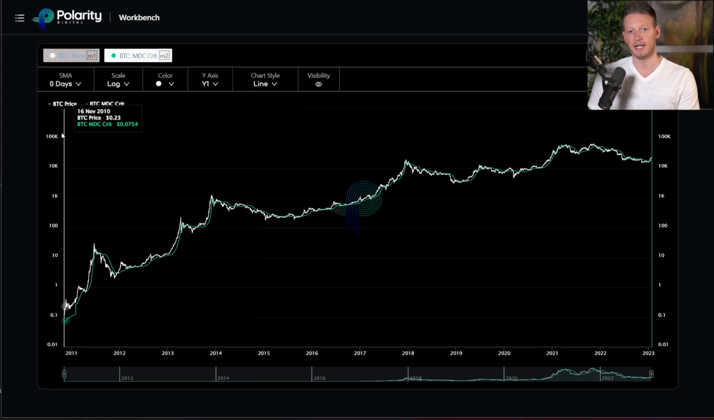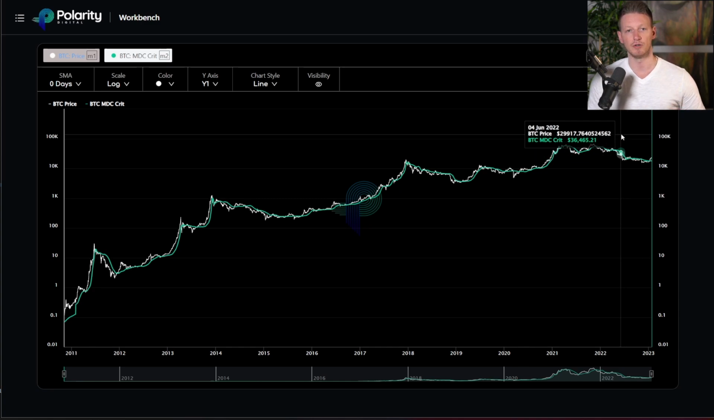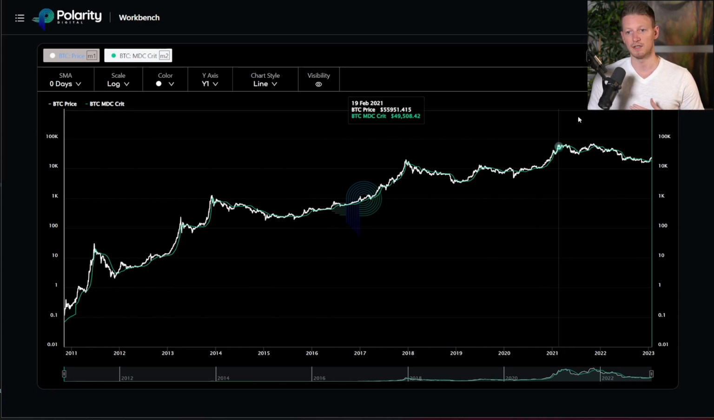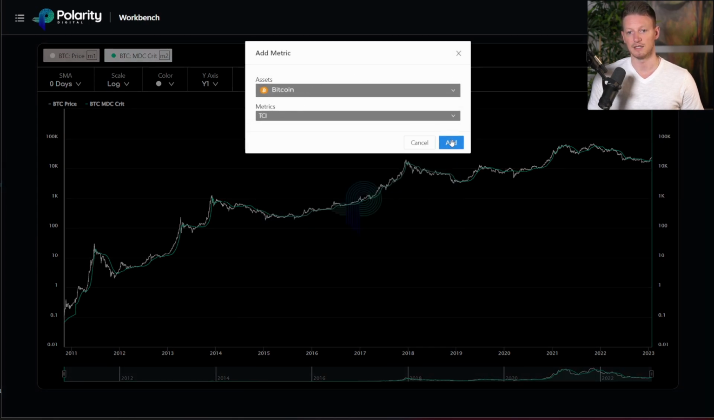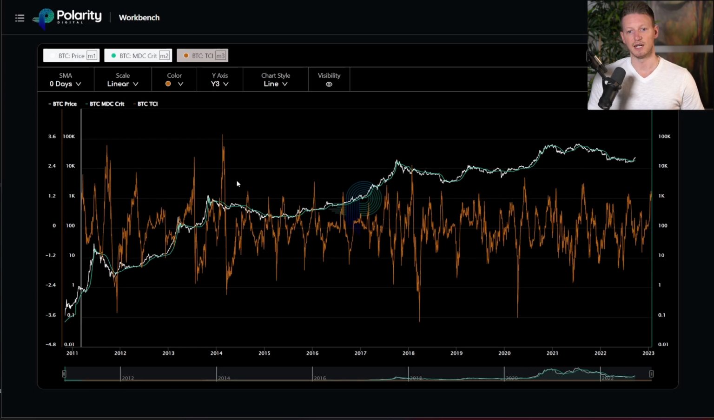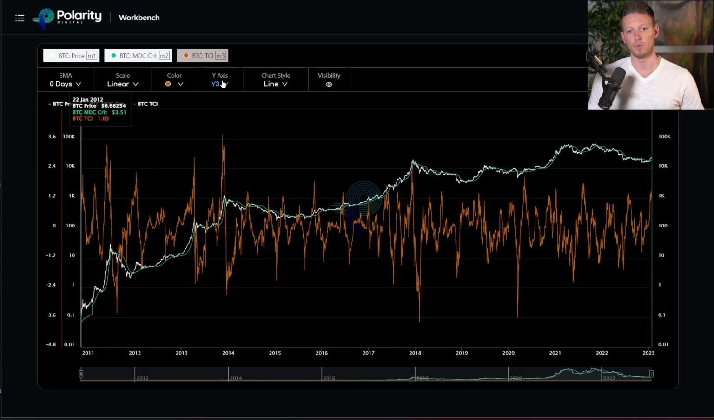Remember I said that anytime we assign a metric, it's going to go to its own axis. So Y1, Y2, if we added something else, I'll just show you what will happen. We'll add like the TCI. It's gone to its own axis, so it's on Y3 now. All right, so each time you add a metric, it's going to go to its own axis.